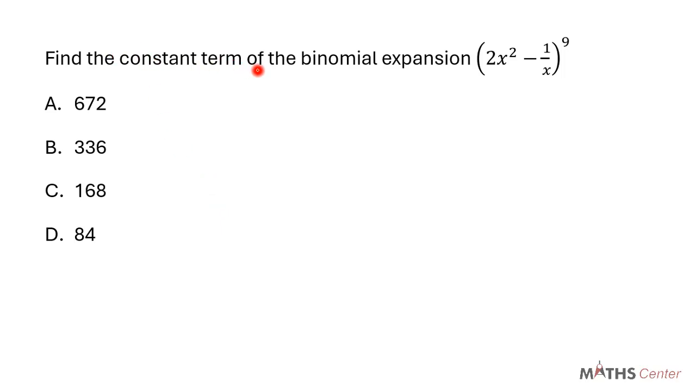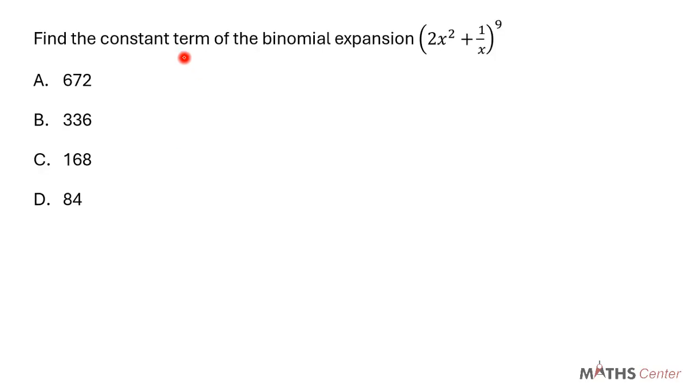Find the constant term of the binomial expansion 2x squared minus 1 divided by x, exponent 9. This is a multiple choice question, and so we will solve the question, and after that we will pick the correct option. This question is quite similar to the one we solved in the previous example.